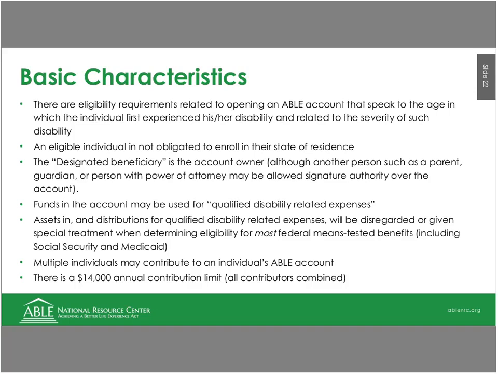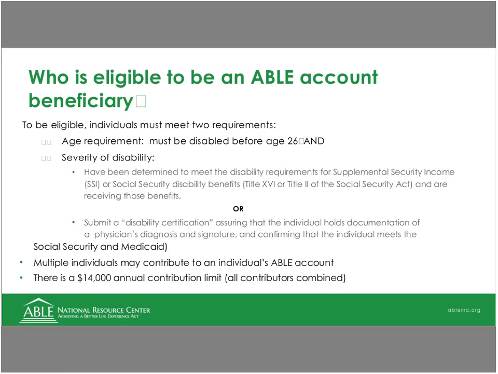It's important to note that there is a $14,000 annual contribution limit per ABLE account, and an individual is only allowed one account per eligible individual. That's all contributors combined. An ABLE account is not able to receive more than $14,000 from all those contributors combined in any given tax year.